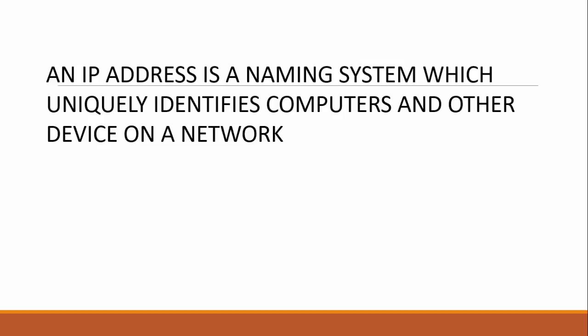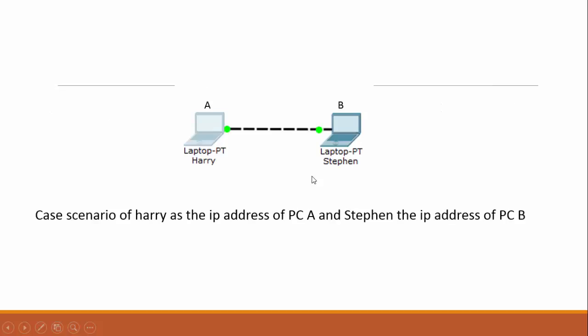Even if you're on your mobile phone, anything that connects to another computer or another device that uses the internet must always have an IP address for it to be able to connect with another device on the network. So let's look at a case scenario of two PCs, PC A and PC B. Harry is the IP address of PC A and Stephen is the IP address of PC B. If PC A wants to send a message to PC B, it's going to put Stephen as the address of PC B.